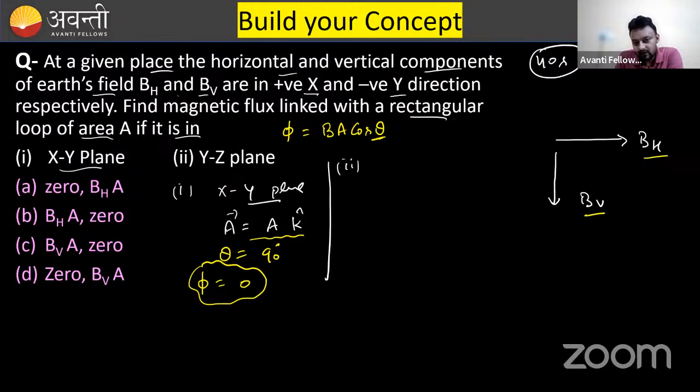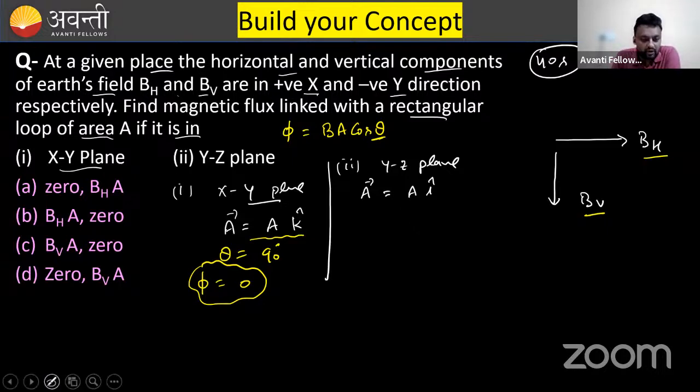now the YZ plane. Again, if the loop is in the YZ plane, then its area vector will definitely be in which direction? It will be perpendicular to this plane. That means it will be A as the magnitude, and I cap is the direction, or you can say in the x direction. So area will be along the x direction.